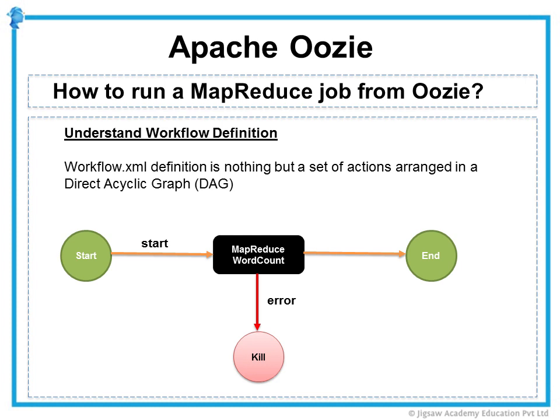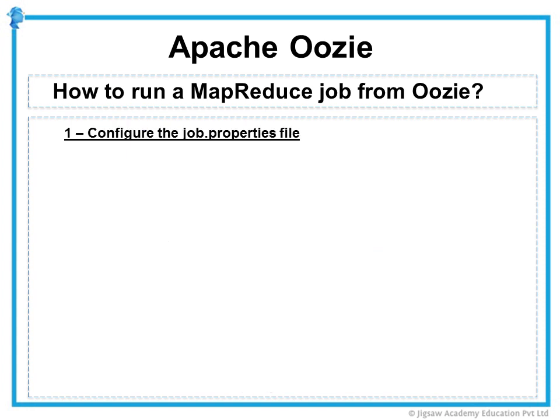In our case, the action is the execution of a MapReduce job, and once it is successfully run, it will end the workflow, or if it fails, it will take you to the kill node, where you can create an error message to be displayed to the user and then end the workflow. So as you can see, a workflow definition is a DAG with control flow nodes or action nodes that are connected by transition arrows. So with that understanding, let us go ahead and configure the job.properties file.